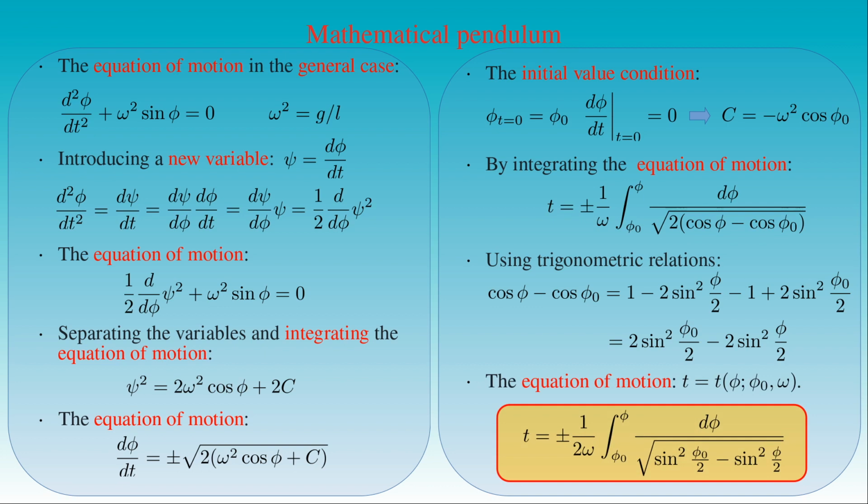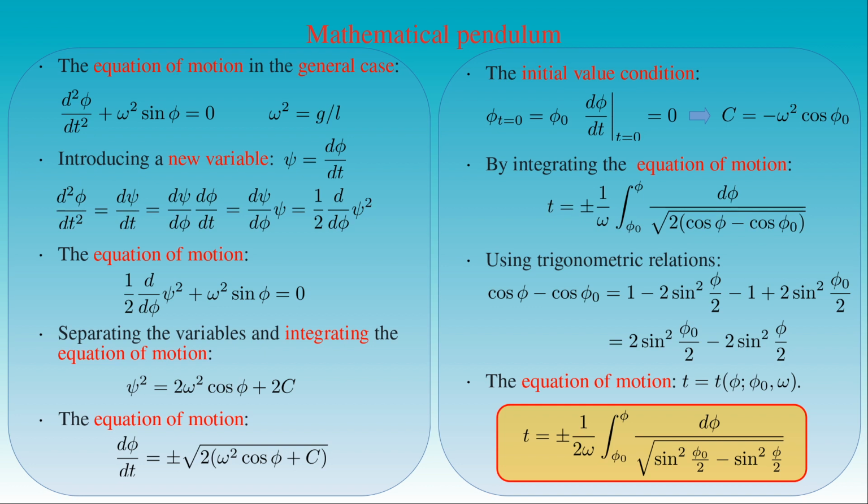The elapsed time t is equal to plus or minus 1 over 2 times omega, times the integral of 1 over the square root of the difference between the square of sine phi 0 over 2 and the square of sine phi over 2 with respect to the angle phi, from the angle phi 0 to the angle phi measured at the time t. If the angle phi 0 is measured at the turning point in the left-hand side to the equilibrium position of the pendulum, then phi 0 is negative and represents the minimum angle of the swing of the pendulum. Therefore, the angle phi increases while phi 0 is always less than phi, and we choose the positive sign in the right-hand side of the equation.